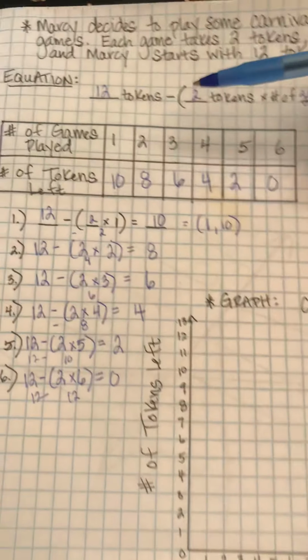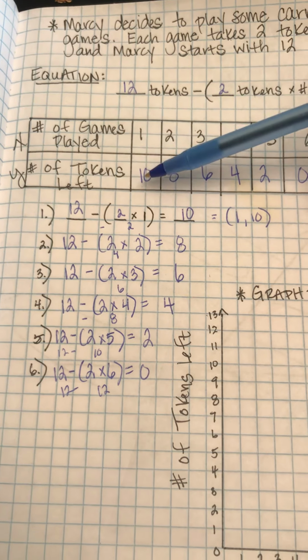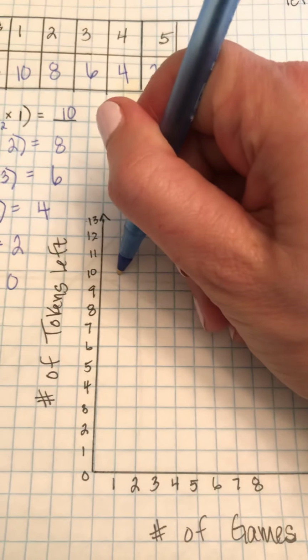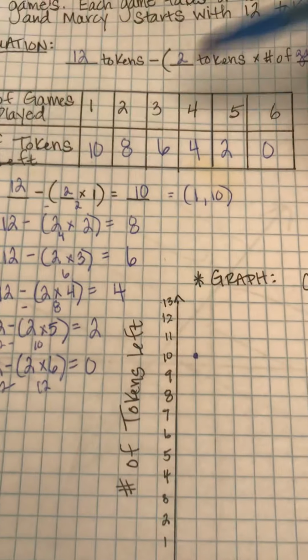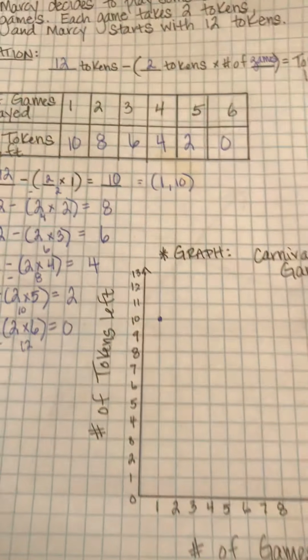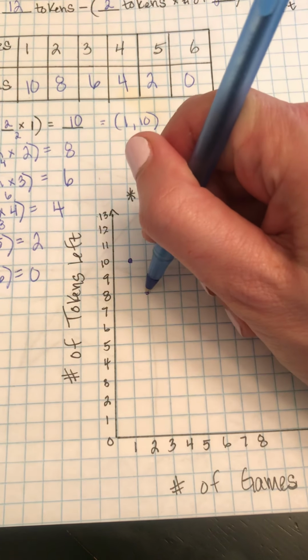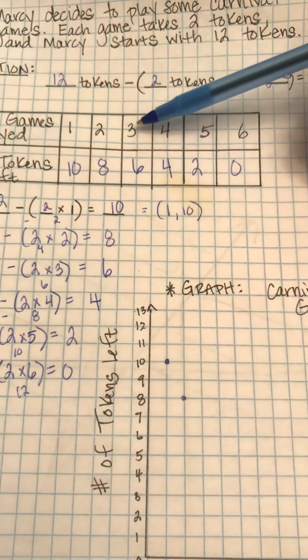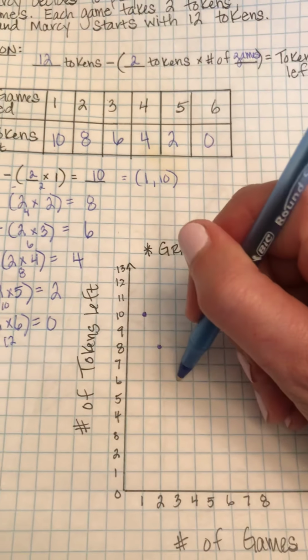So let's do our first set. We have number of games played was 1, and that means she would have 10 tokens left. So it would be number of games is 1, and there are 10 tokens left. So it would be 1, 10. Okay, let's do our next one. If she played 2 games, she would have 8 tokens left. So 2, 8. Let's do the next one. We have 3, 6. So if she plays 3 games, she'll have 6 tokens left. 3, 6.